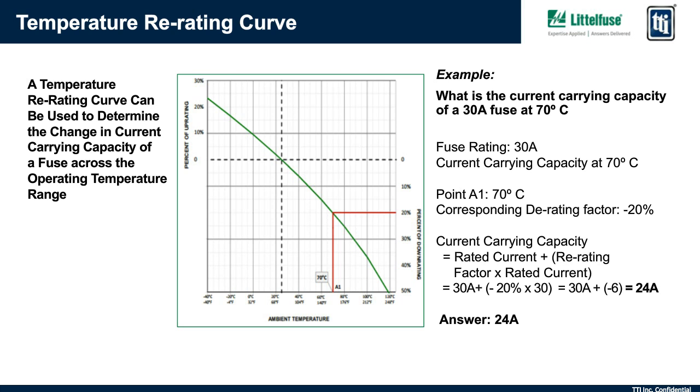The current carrying capacity of a fuse depends on the operating ambient temperature of the application where it is being used. The current carrying capacity is reduced as the ambient temperature rises and vice versa. The temperature rerating curve can be used to determine this change in current carrying capacity across the entire operating temperature range of the fuse. Temperature rerating curves are specific to fuse types and are based on the ambient air temperature that is immediately surrounding the fuse, generally within a few inches of it.